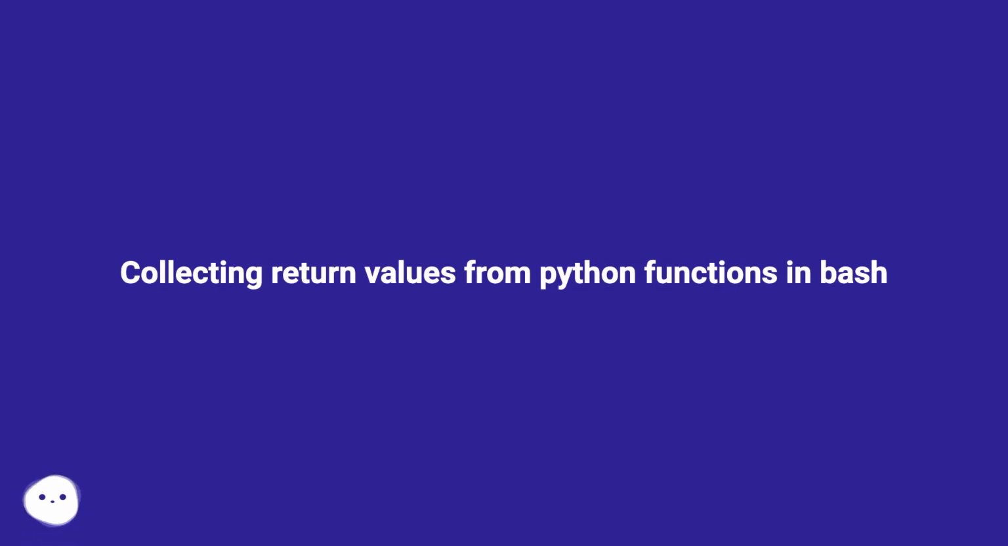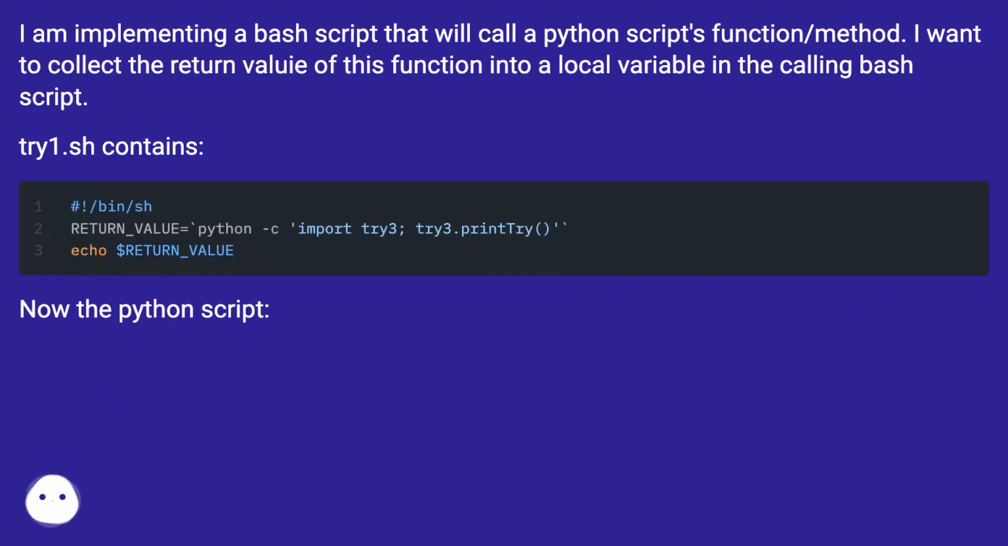Collecting return values from Python functions in Bash. I am implementing a Bash script that will call a Python script's function method. I want to collect the return value of this function into a local variable in the calling Bash script. Try1.sh contains.